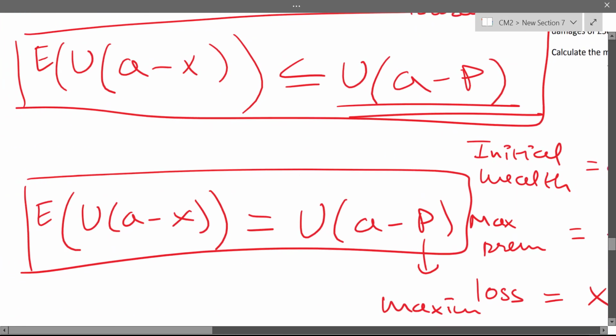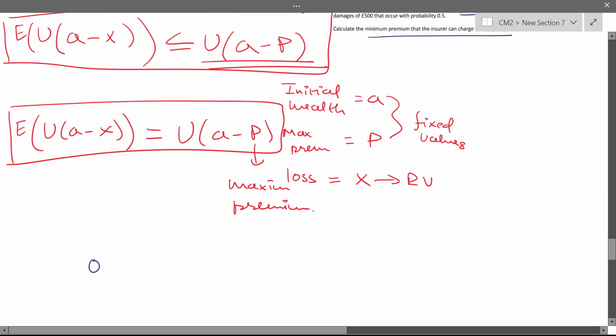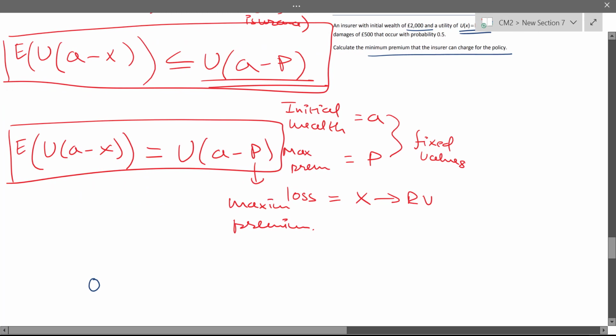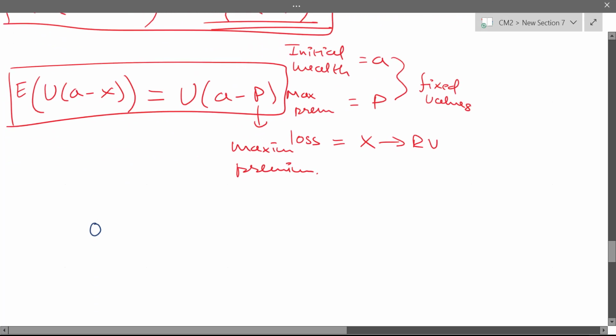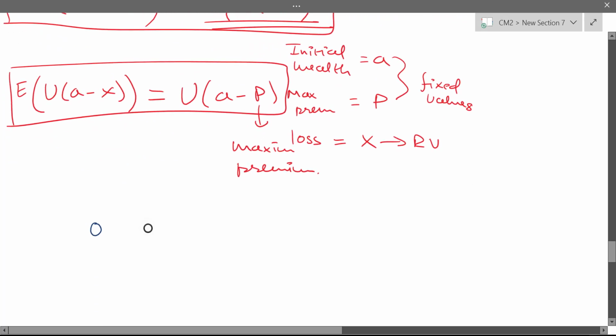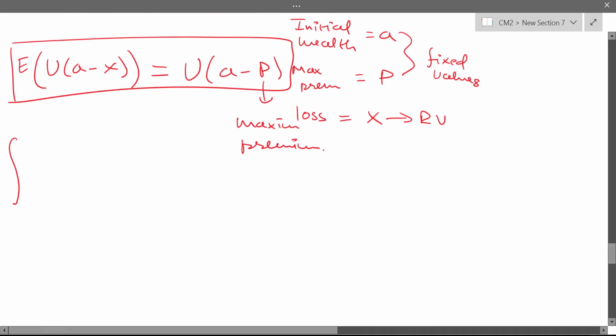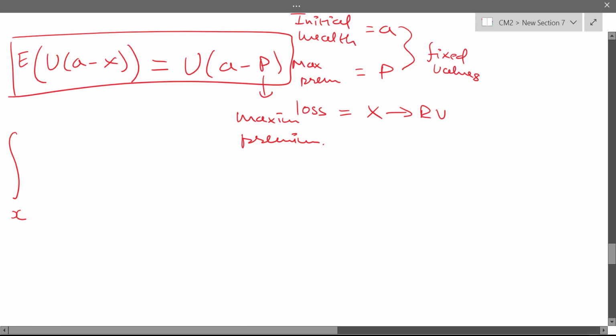Okay. So, maximum premium, let us implement this formula, it is fairly straightforward. So, the expected utility without insurance. Okay. How do I find this? So, the distribution is uniform. So, continuous uniform, I will have to take an integral. Integrating over the entire range, let us work in units of thousands.